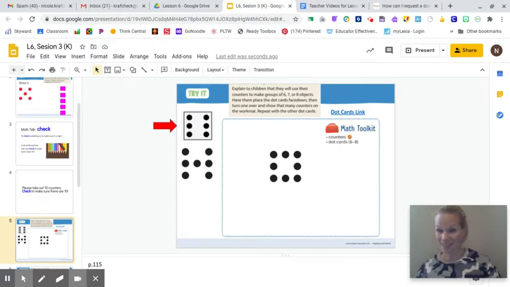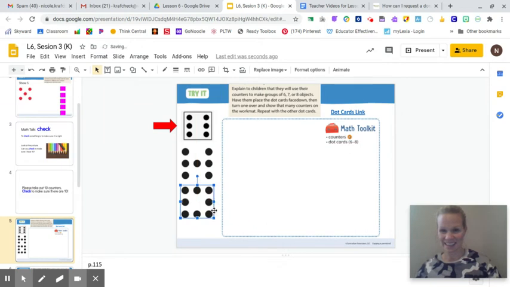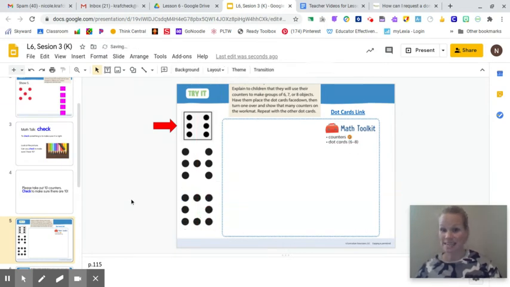How many did you count? You're right, there's 8. Show me 8 counters on your work mat and check to make sure there are 8. All right, go ahead and pause the video so you can do that. Good job, you guys. Thank you for showing me 6, 7 and 8 counters on your work mat. Let's go to the next page. Come join me.